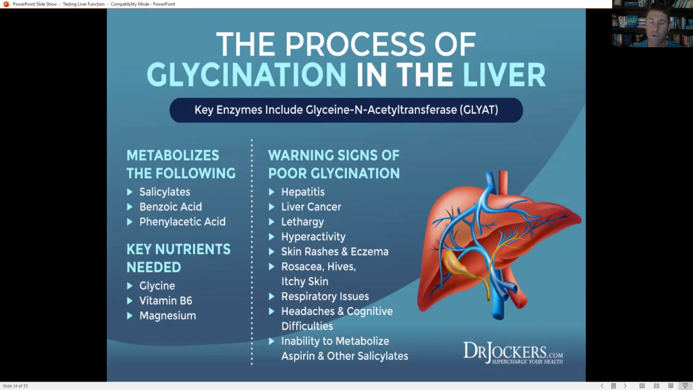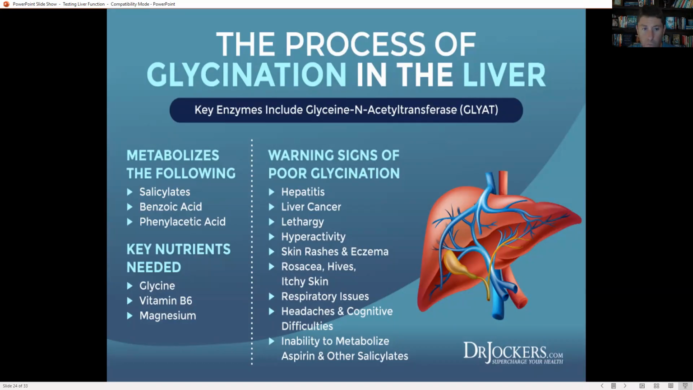The key amino acid that's conjugated here is glycine, right? And it's important for metabolizing salicylates. Okay, where do we find salicylates? We're going to find them in things like aspirin, Alka-Seltzer, NSAID medications, Tylenol, ibuprofen, things like that.